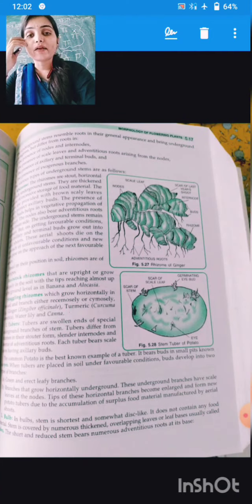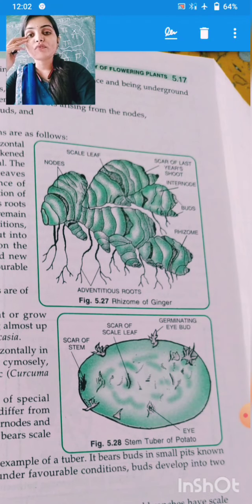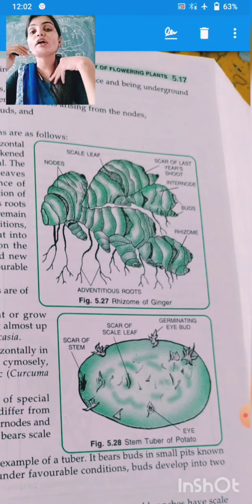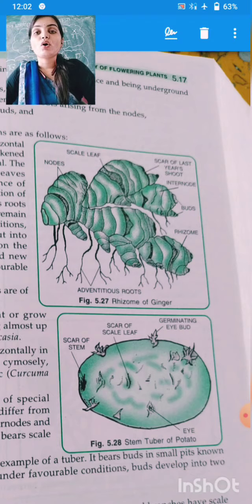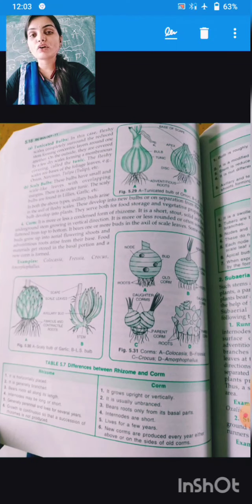Here with the help of this diagram, you can see this is the rhizome of ginger. Okay, the rhizome of ginger has adventitious roots which originate from the stem. So basically ginger is what? Ginger is the modified part of a stem, underground stem. Here in potato also you can see the stem tuber of potato. The potato is having a tuber like structure, and you can see these eyes are also there. Eyes are nothing, eyes are just baby plants which you are able to see on the potato. And potato and ginger both belong to the modification of stem.